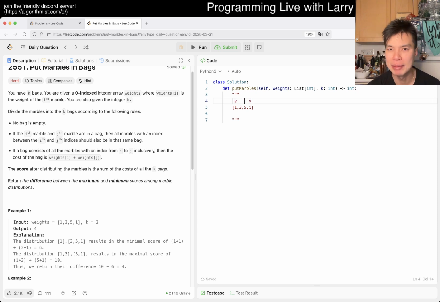And what does it mean to be in between? Let me write it on the bottom. What does it mean to be in between? Well, that just means that if you cut it here, then you have 1 and 3. Here you have 3 and 5, right? And here you have 5 and 1, right?